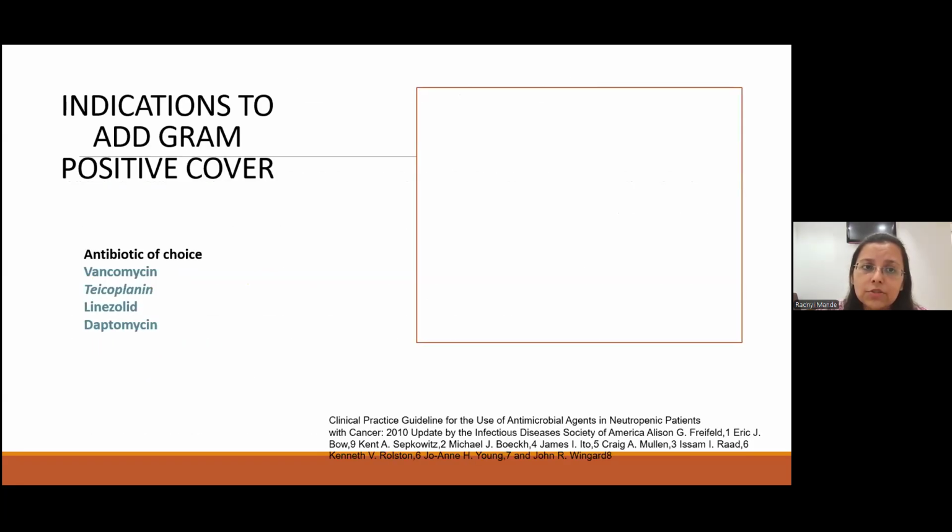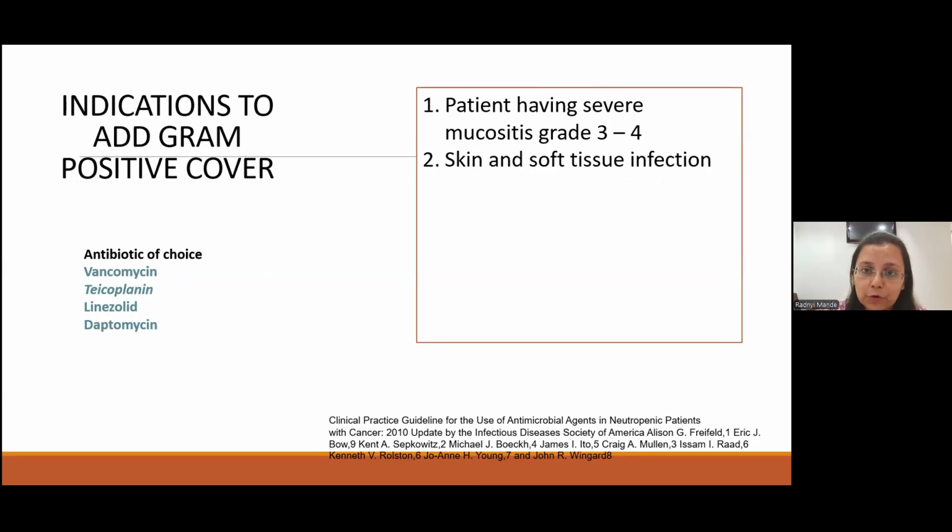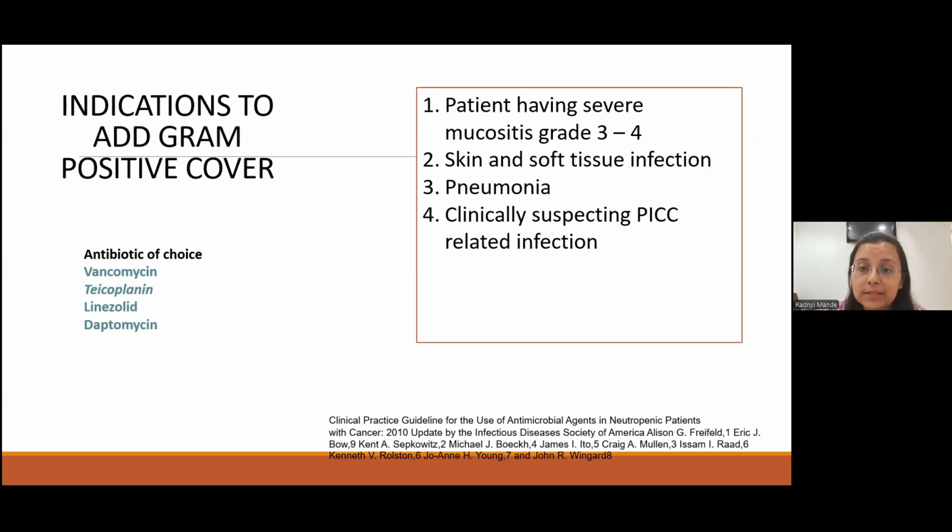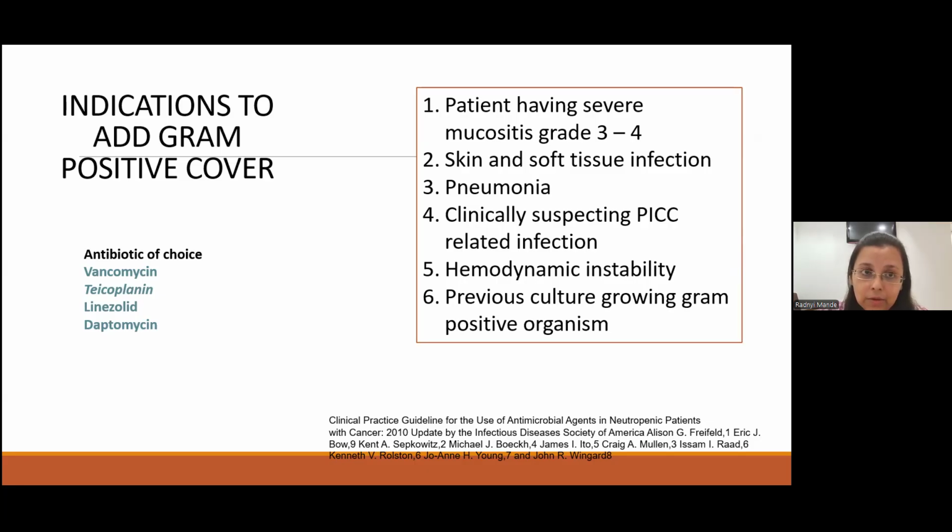So what are the indications to add gram-positive cover? Which antibiotics are there? Vancomycin, teicoplanin, linezolid. When do we add them? In patients having severe mucositis, grade 3, 4, or skin and soft tissue infections. Then if a patient has come to us with pneumonia, if clinically we suspect a PICC related infection, or if there is hemodynamic instability, we do add gram-positive cover. Or if a previous culture grew a gram-positive organism, in that case also we add gram-positive cover.